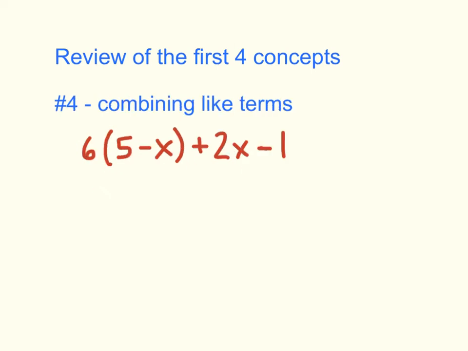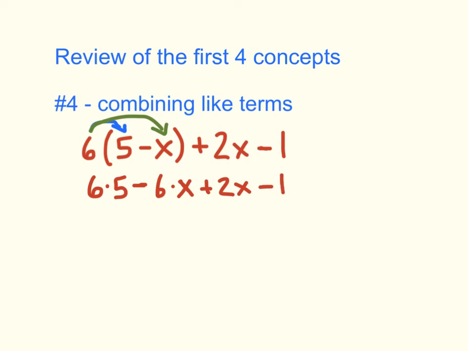The last concept to review is combining like terms. So this example actually has the distributive property as well as combining like terms in it to review both of those topics. First thing we need to do is distribute the 6 to each term in the parentheses. So we're going to multiply the 6 times 5. And then we are going to multiply the 6 times the x, keeping that subtraction sign right there. 6 times x. And I'm going to rewrite the rest of the expression. So plus 2x minus 1.